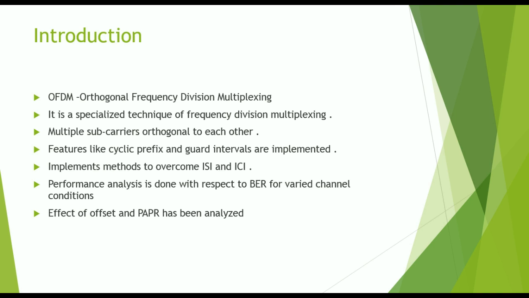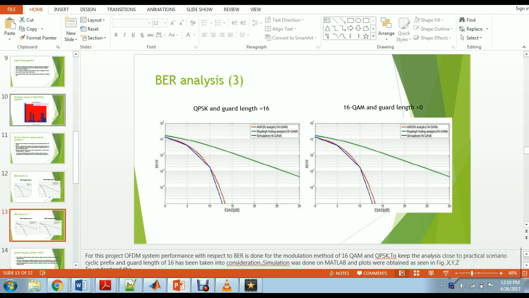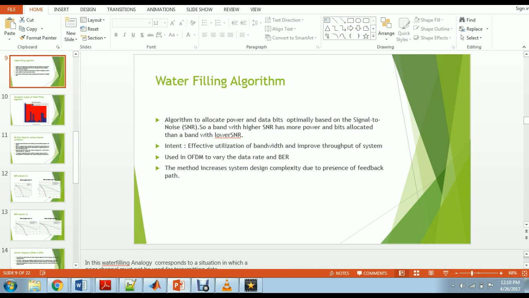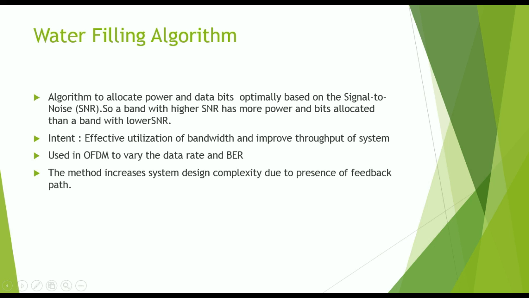So, what is OFDM? OFDM is a water filling algorithm is an algorithm that is used to optimally allocate data bits and power in an OFDM system. It is important because bandwidth should be effectively utilized and also to improve the throughput of the system.